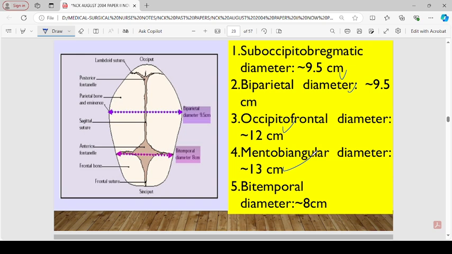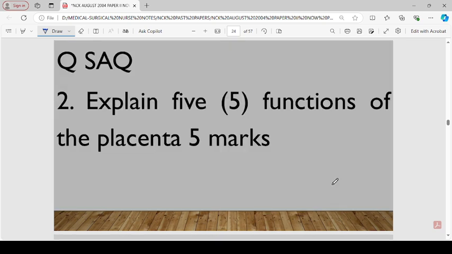Mentovertical bilingular diameter, right? You can see it's the widest, while the shortest one is what? The bitemporal diameter.